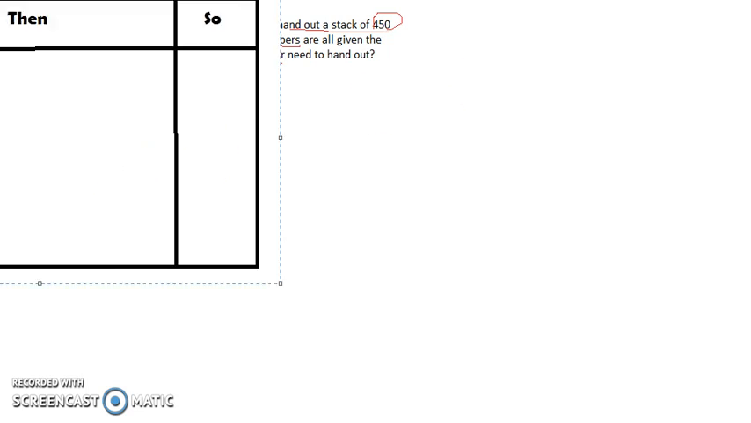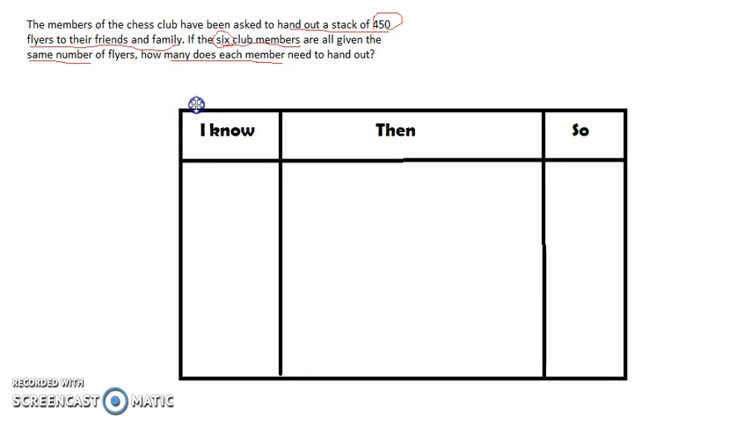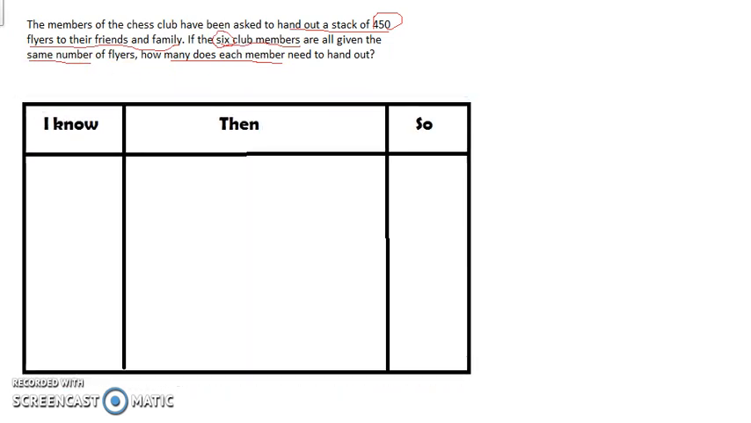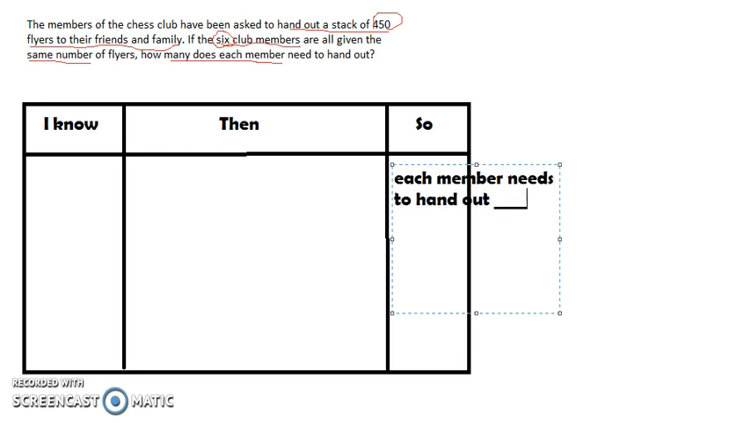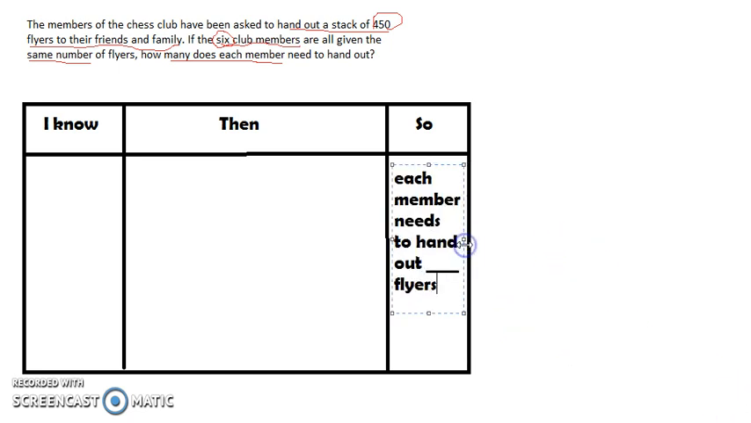During the second read, I want to start to fill in my word problem chart. The members of the chess club have been asked to hand out a stack of 450 flyers to their friends and family. If the 6 club members are all given the same number of flyers, how many does each member need to hand out? So I'm looking at that final question, how many does each member need to hand out? We'll turn that into a sentence. Each member needs to hand out blank flyers. And I'll shrink that down to fit in the cell.